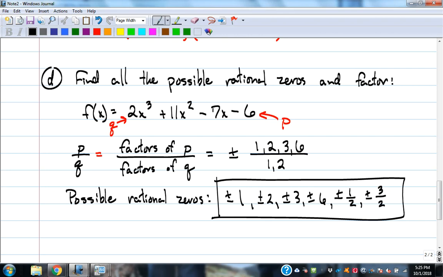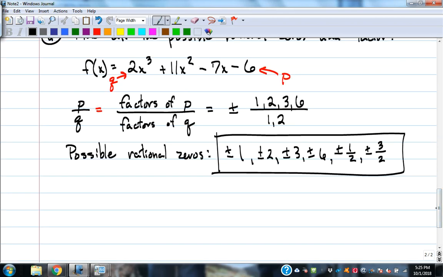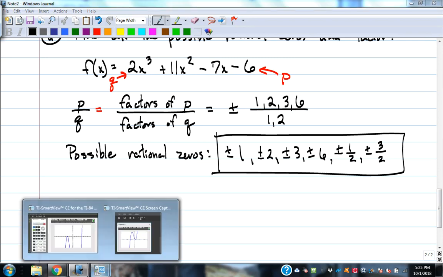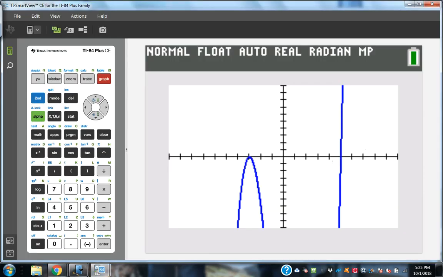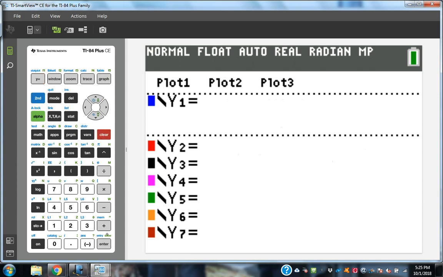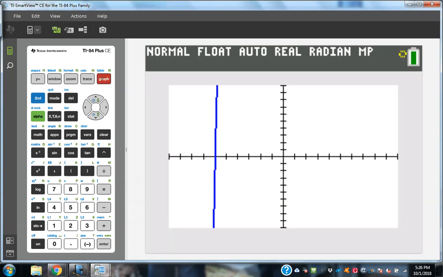Now, how do we use that? That's the important part. We get that list. What good does it do us? Here's what we need to do. We need to take that polynomial and we're going to graph it. I'm going to go to y equals, and I'm going to type in the original polynomial, 2x to the third plus 11x squared minus 7x minus 6. I'm going to hit graph.